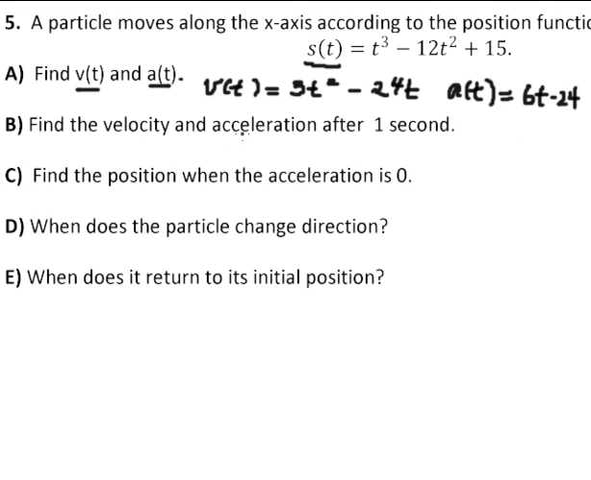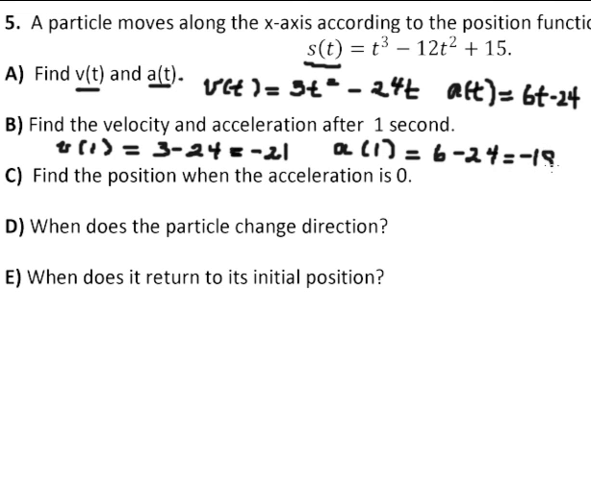Now here it says find the velocity and acceleration after 1 second. So we just have to substitute t equal 1. First we'll substitute into v. Substitute t equal 1, and we have 3 minus 24, which is minus 21. And a of 1, just substitute in 1, we have 6 minus 24, which is minus 18.